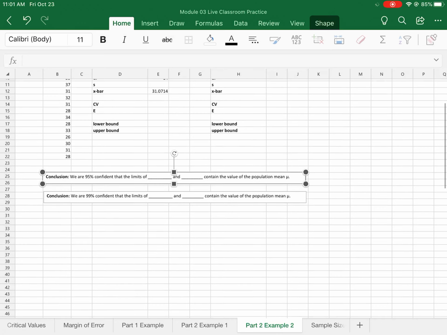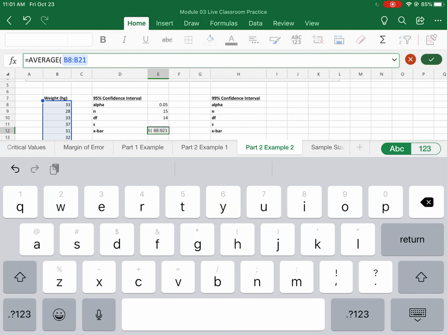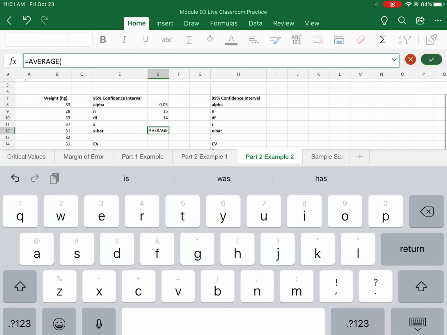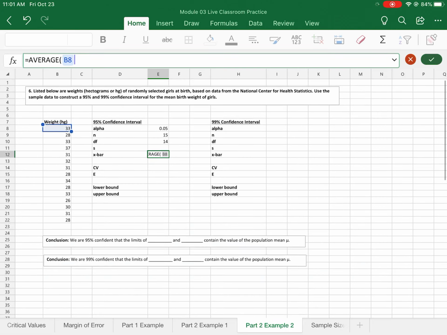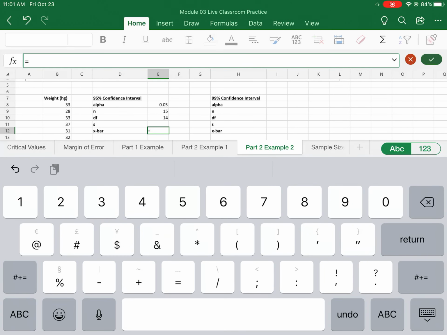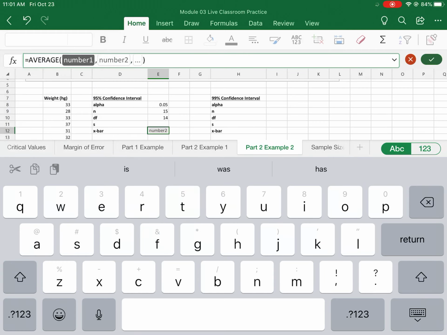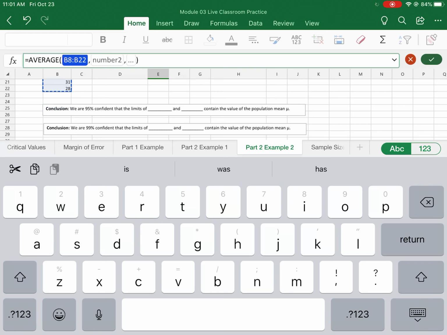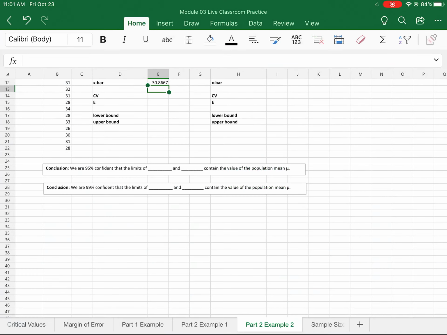Oh, dang it. Nope. Okay, so I need to fix mine. Did not get the last one. So this is the one downside to an iPad, is it just is really picky. There we go. Okay, so there we got our average.